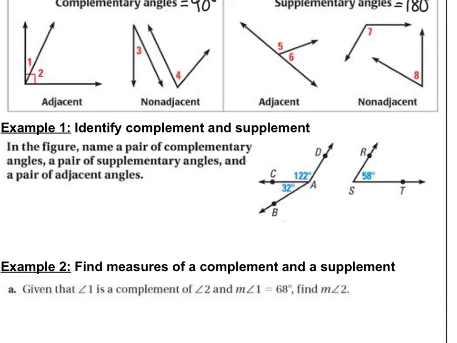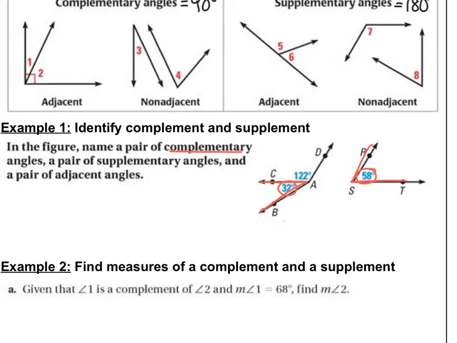So in the figure, name a pair of complementary angles, and name a pair of supplementary angles, and also name a pair of adjacent angles. So we'll color code this one. For our complementary angles, we need two angles that add up to 90 degrees. So if I'm looking here, I see I got 32 and I have 58. You add those two together, I know that I get 90 degrees. So I need this angle and I need this angle.